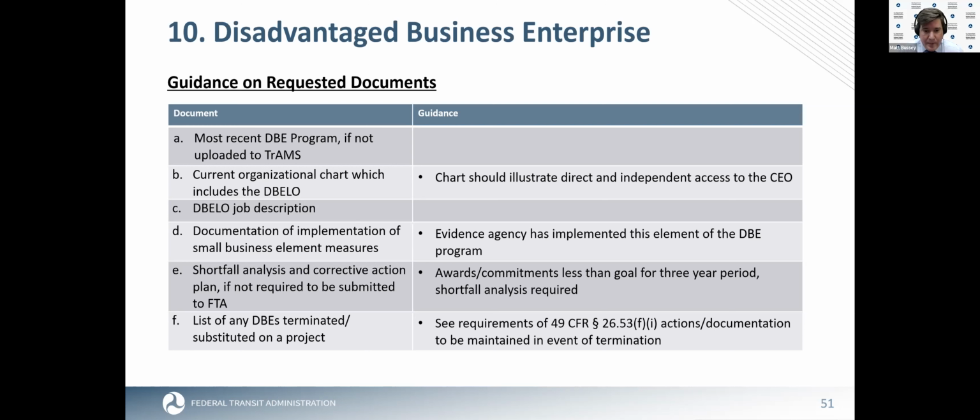Next, we have item F, which is your list of DBEs terminated or substituted on a project. So the reason that you're going to provide this list is because there are particular requirements. If you have a prime contractor that terminates or substitutes a DBE, they have to, first of all, have a good cause, and they have to do things like get prior written approval from you. And there's a slew of other requirements as well. And so if you had any situations where a DBE was terminated or substituted by a prime contractor, then provide a list of those to your reviewer so they can dig in and make sure that all those appropriate requirements were followed.